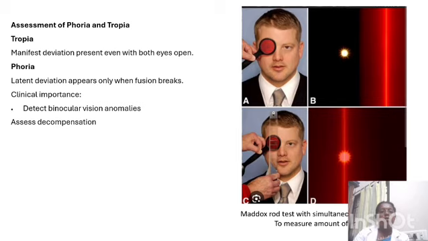Tropia is a manifest deviation present even when both eyes are open, whereas phoria is a latent deviation that becomes apparent only when fusion is disrupted. The Maddox test with simultaneous prism neutralization is a simple and effective method of measuring phorias.